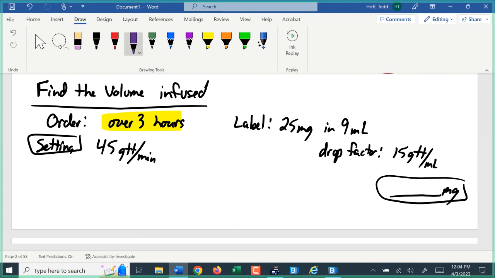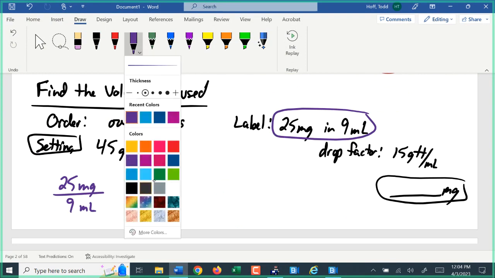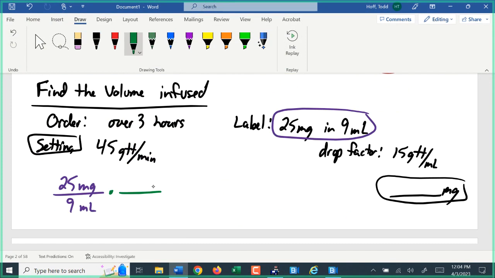Actually, you know what? Let's do this. Let's start. We know we're going to want our answer in milligrams. Let's start with milligrams. So we'll do the 25 milligrams in 9 milliliters. So that's 25 milligrams is equivalent to 9 milliliters. So we know we want to keep the milligrams. We just want to get rid of all of the other units. So I'm going to get rid of milliliters. I'm going to put it on top. Right here I have 15 drops is equivalent to 1 milliliter. So I get rid of the milliliters.